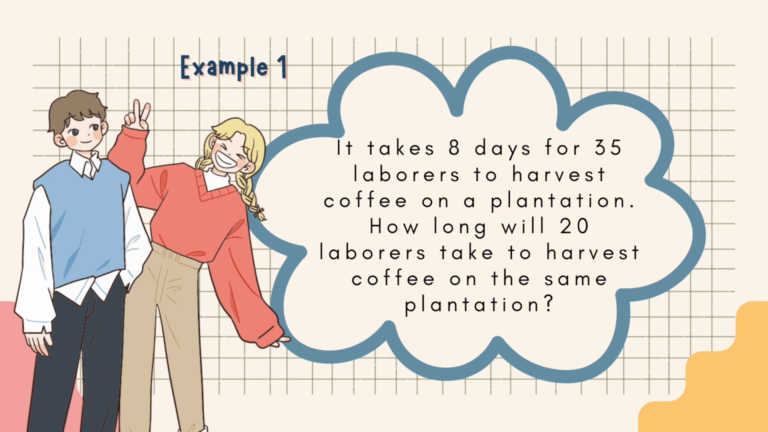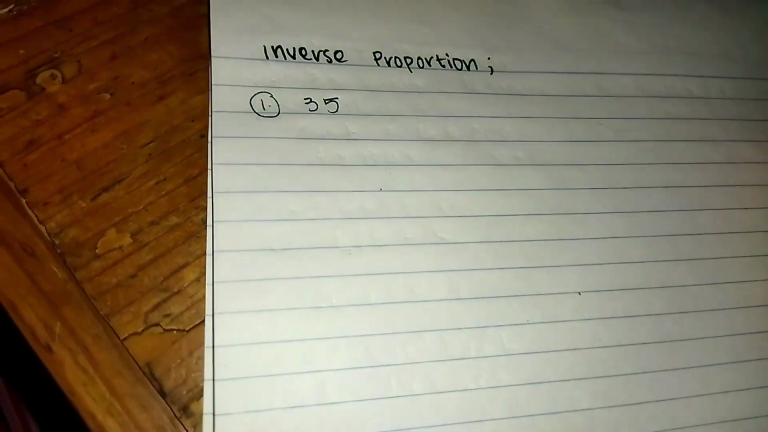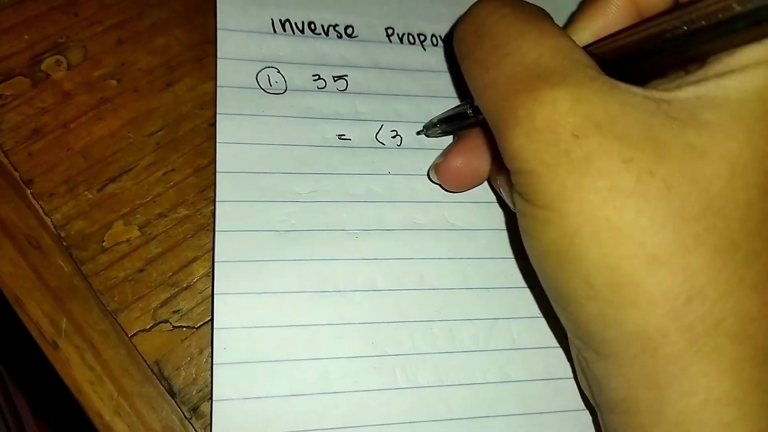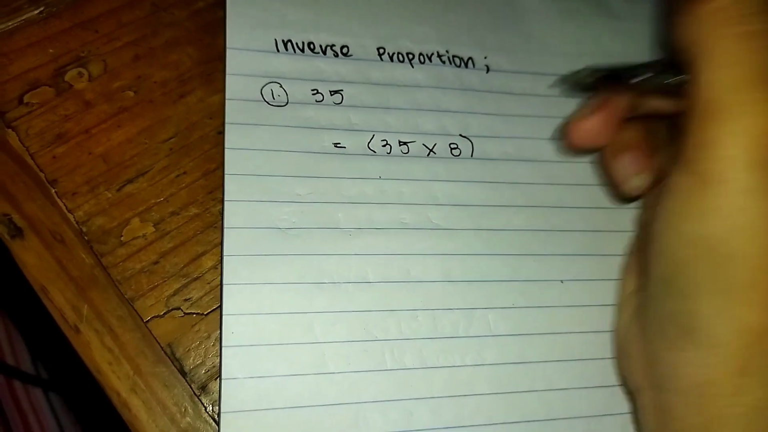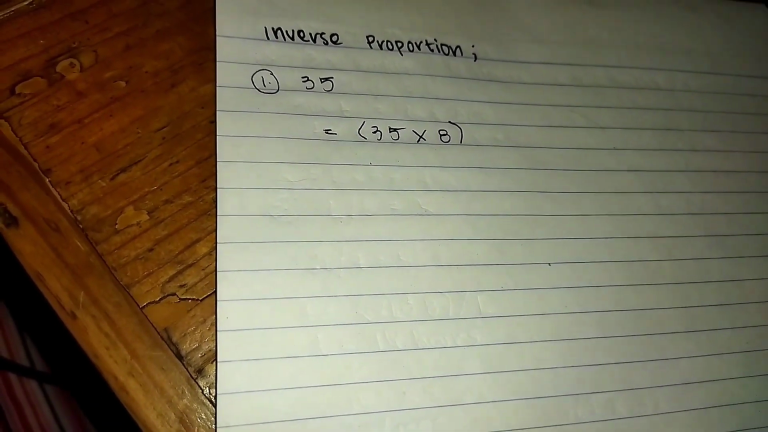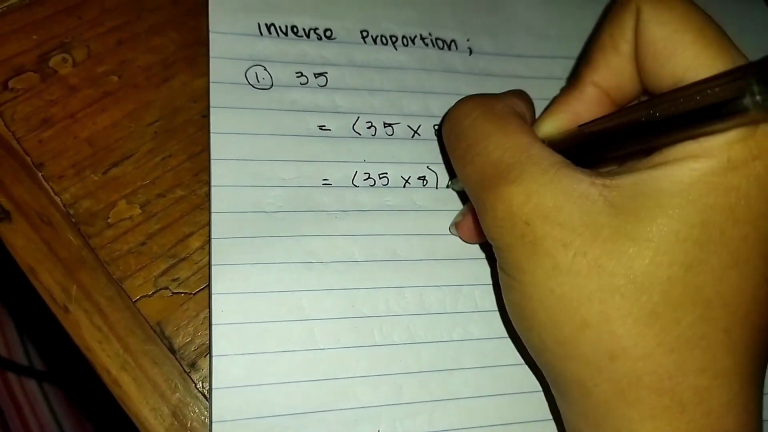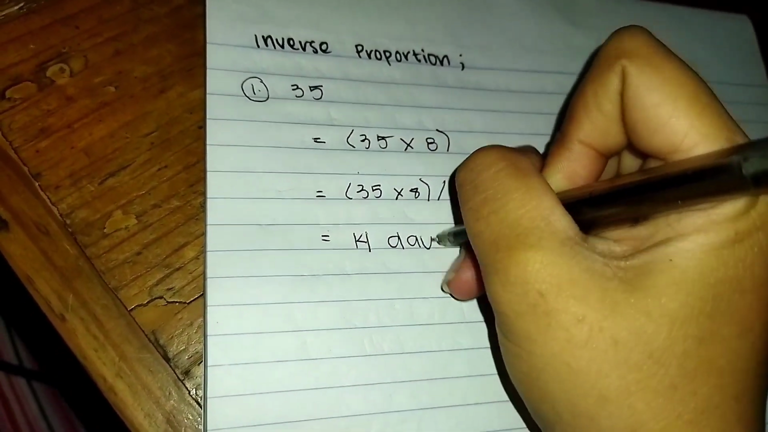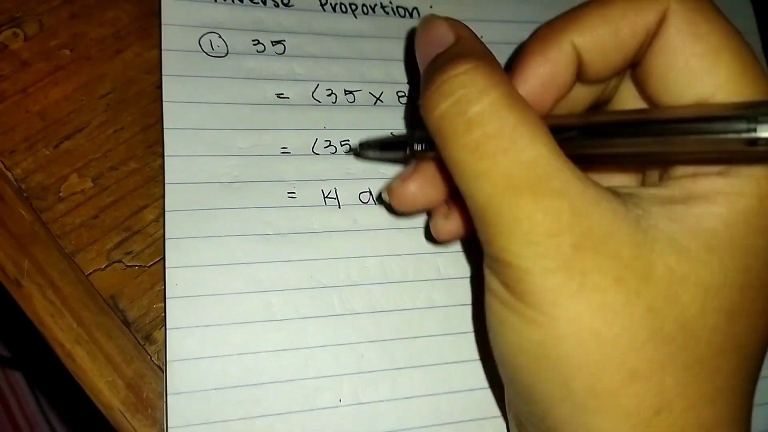It takes 8 days for 35 laborers to harvest coffee on a plantation. How long will 20 laborers take to harvest coffee on the same plantation? So, for example number 1, 35 laborers harvest coffee in 8 days. The duration taken by one worker is equal to 35 times 8 days. Now calculate the duration taken by 20 workers: 35 times 8 divided by 20 is equal to 14 days. Therefore, 20 laborers will take 14 days.